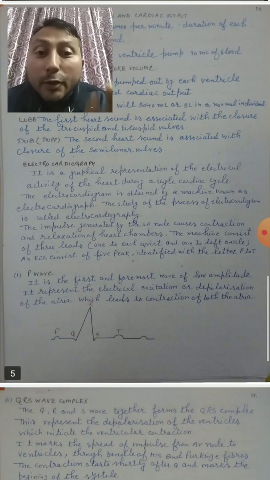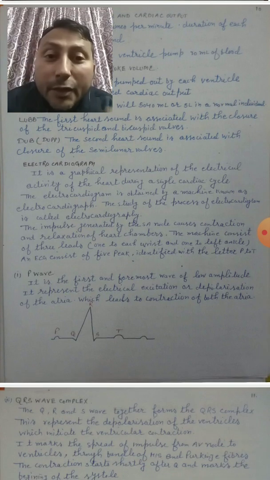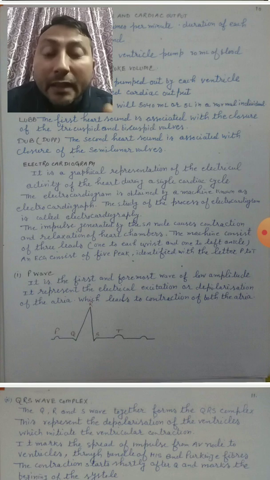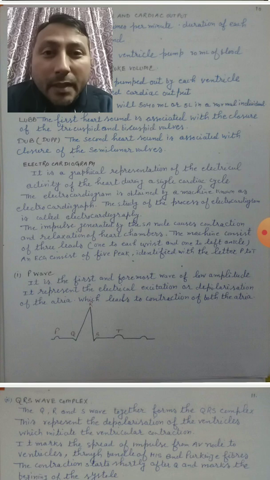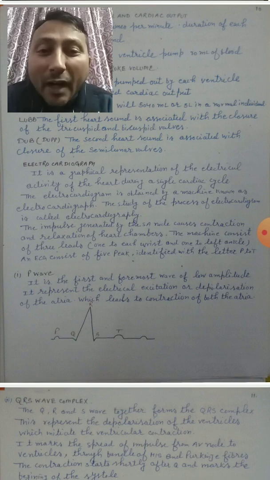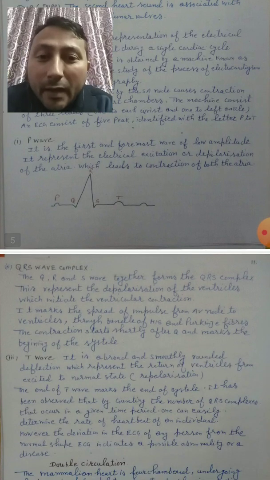Then we have the electrocardiogram. It is a graphical representation of the electrical activity of the heart during a single cardiac cycle. And we call it an electrocardiogram, and the machine with which we measure it is called an electrocardiograph. You have seen in most movies when a hero is lying on the bed and a monitor is indicating the sound pip pip pip. This is actually an electrocardiogram, which consists of the P wave, QRS wave complex and T wave.